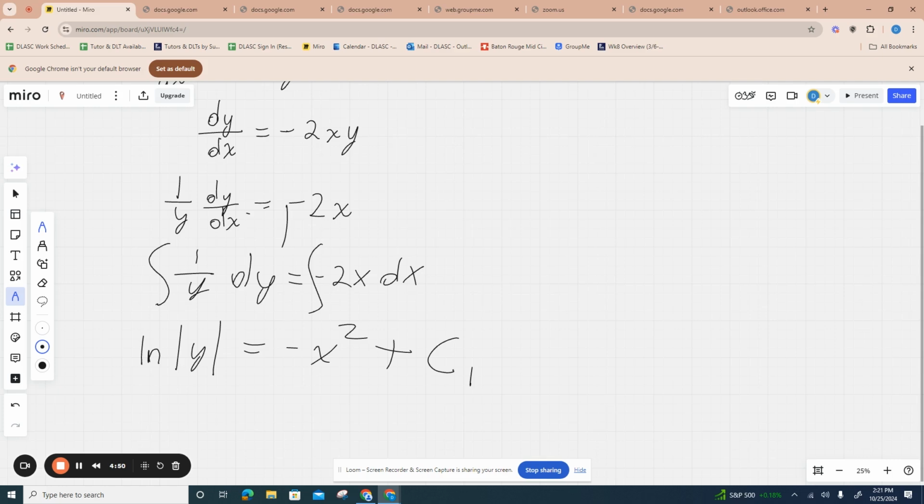So right here, what we can do is take the inverse of our ln function with base e. So we can write e to the ln absolute value of y, and what we do to one side, we do to the other, so e to the negative x squared plus C1.